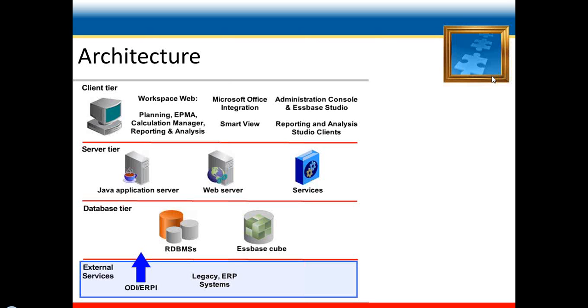You can access this client tier through Workspace. The server tier consists of multiple Java applications and web servers as well as services. The database tier consists of relational database management system and Oracle Essbase. You can use external services to load data and metadata. External services include ODI, FDM, and ERPI.